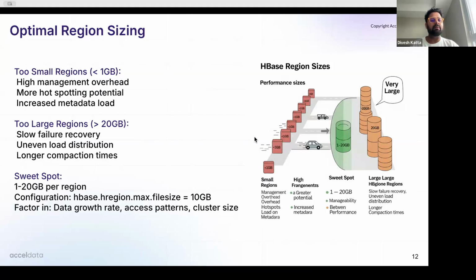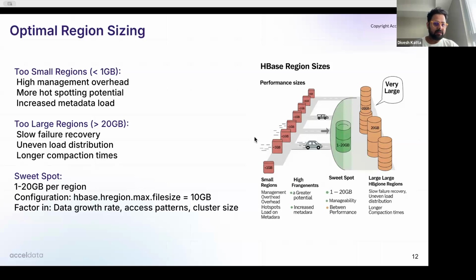Large regions have the opposite problem. When a region fails, recovery takes longer because there's more data to replay. When you need to split a region, it's a bigger operation. Your load distribution becomes harder because you have fewer regions to distribute across the servers.